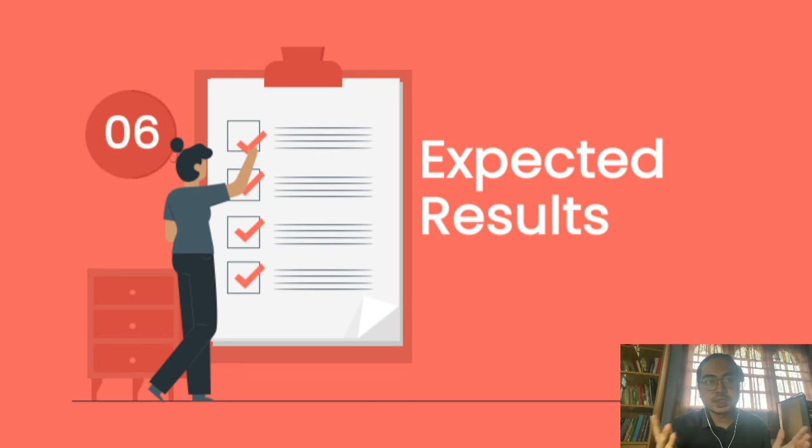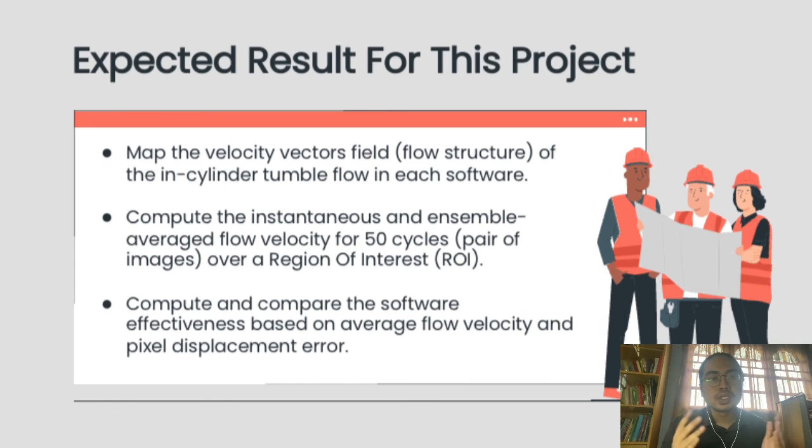Then, this presentation will proceed into the next segment, which is the expected results. The objectives of the project are relevant and achievable. Thus, the achievement of mapping the velocity vector field or the flow structure of the in-cylinder tumble flow in each tested open source PIV software, which is PIV Lab and OpenPIV, is expected at the end of the research. Aside from that, the project holds a huge potential to compute the instantaneous and ensemble average flow velocity for 50 cycles pair of images over a region of interest.